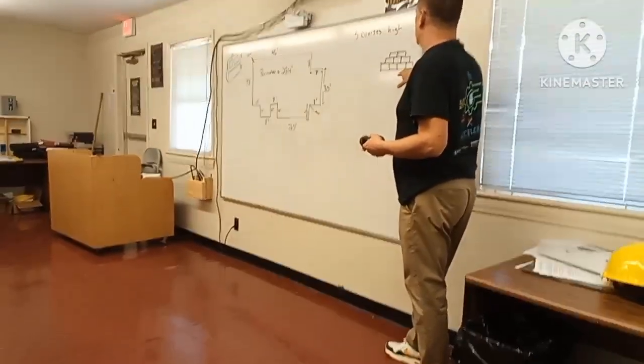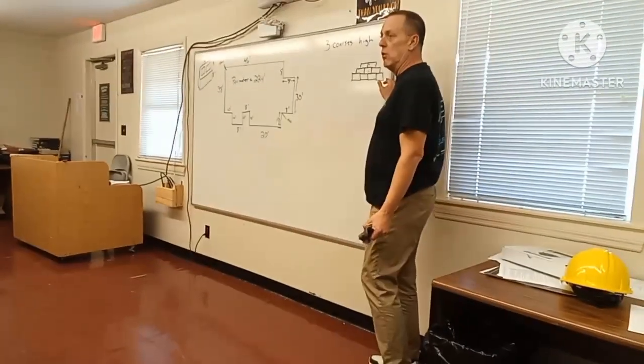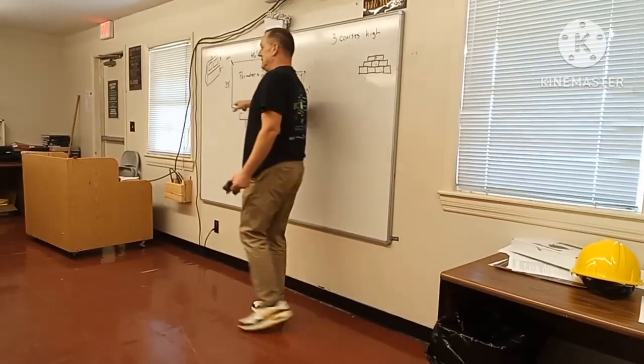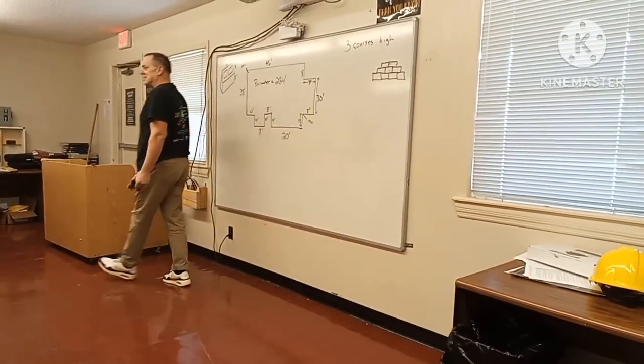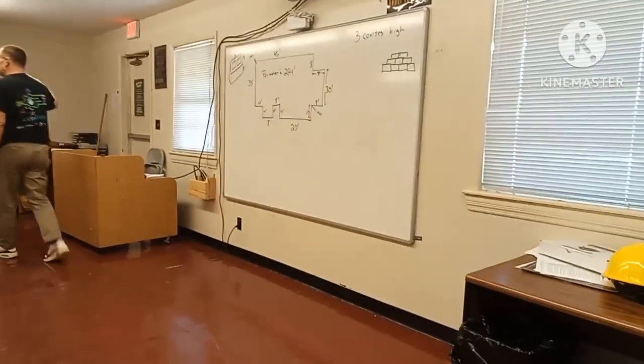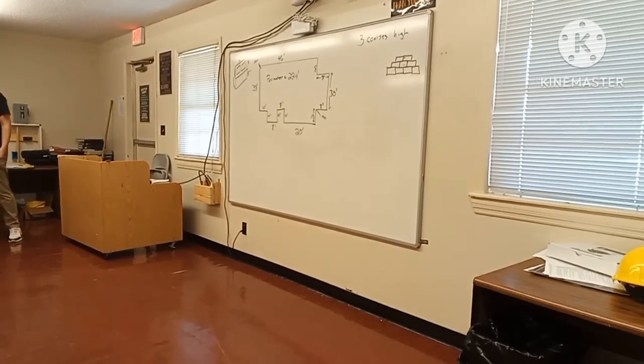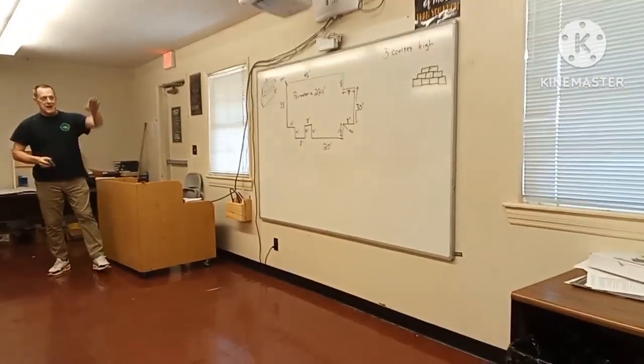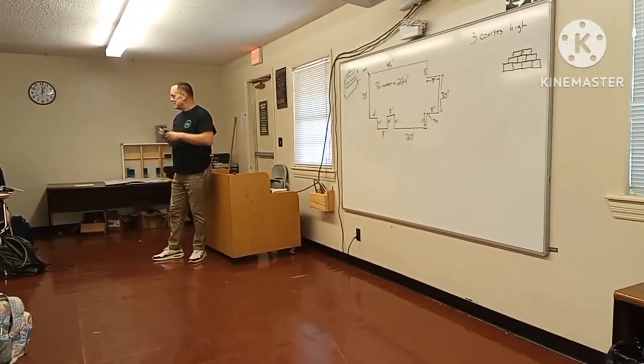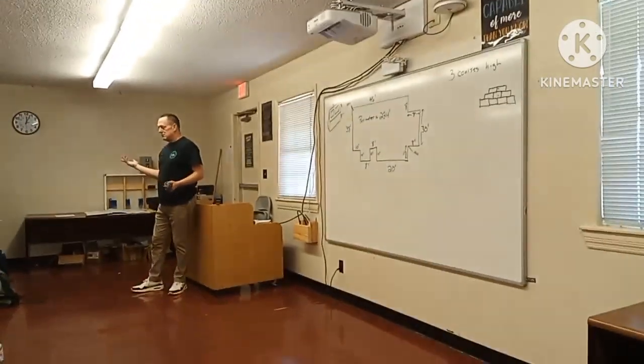And let's first of all do one course. Because once we find one course, all we've got to do to find the rest of it is do what? Multiply. If we find the first course, and we want to go 3 courses high, once we find the answer for one course, we just multiply by what? 3, right?